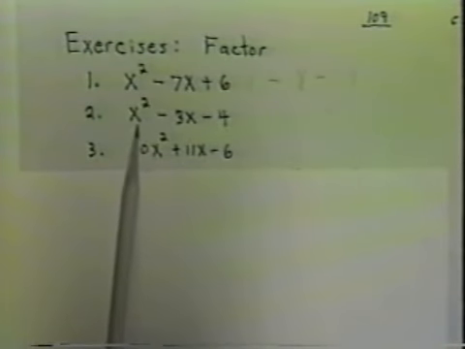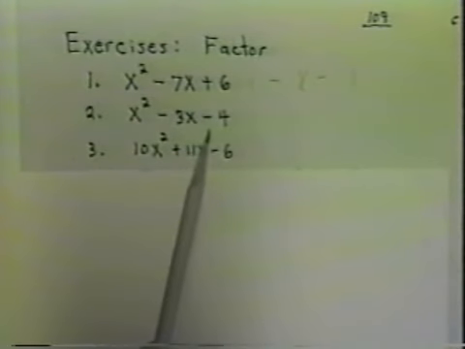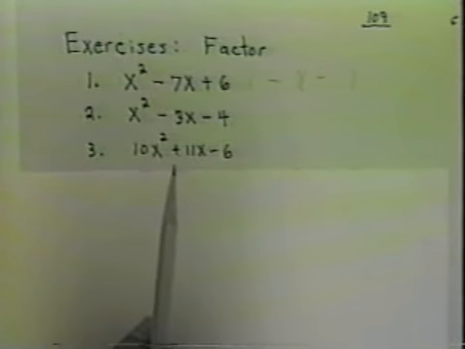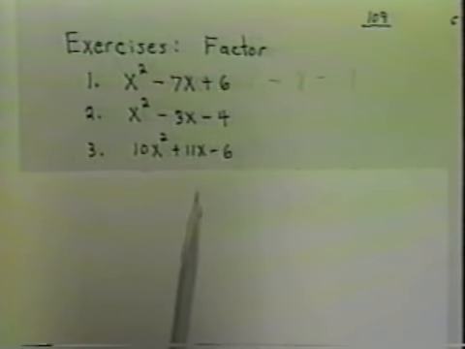The second one, x squared minus 3x minus 4. This sign tells you that the signs will be different. One will be plus and one will be minus, but you don't know which. The third one, 10x squared plus 11x minus 6. Again, the signs will be different, but you don't know which will be positive and which will be negative. Once you have the problems copied, stop the tape and do the factoring. When you have completed your work, restart the tape to check your answers.